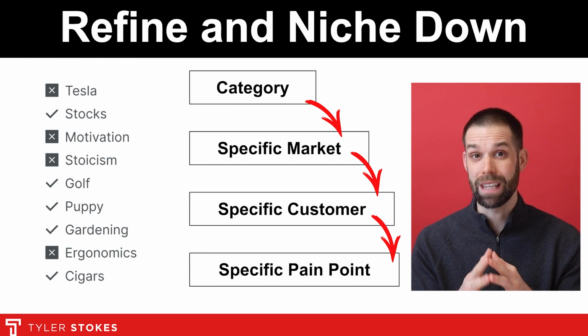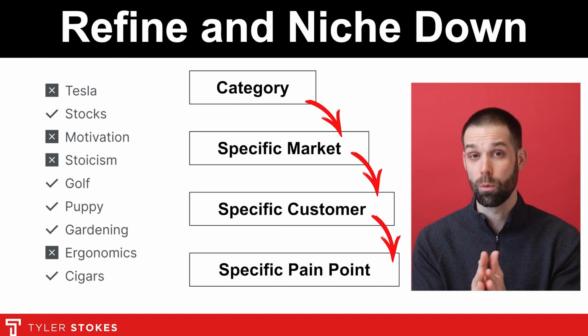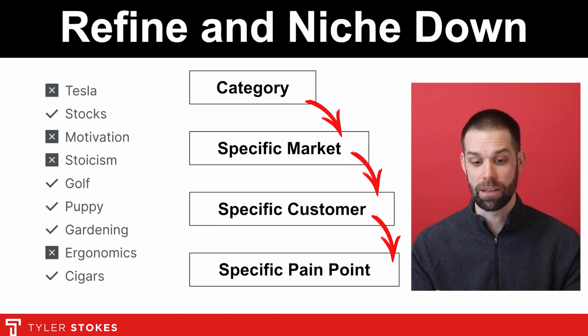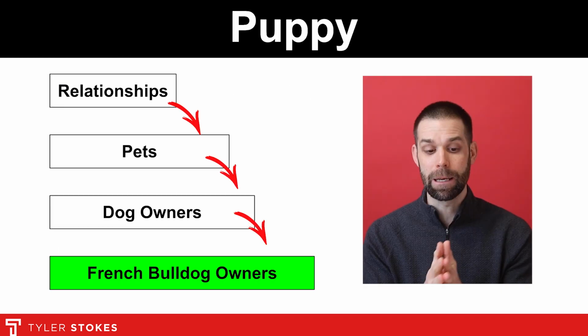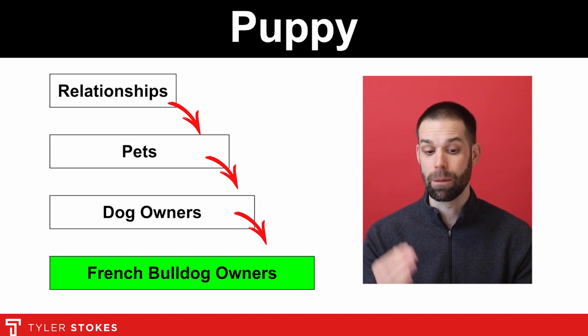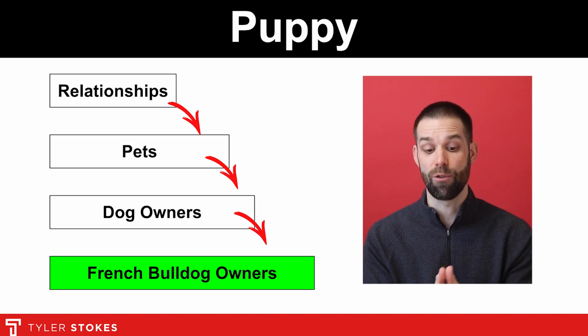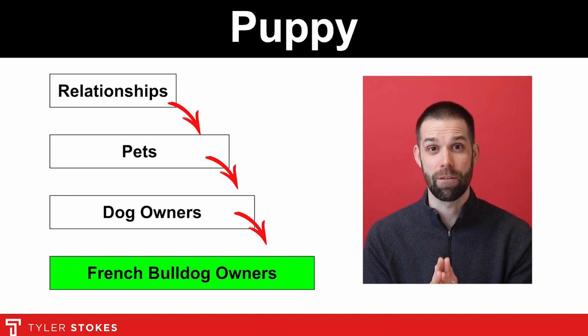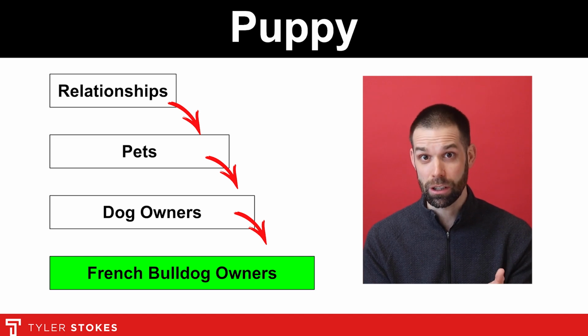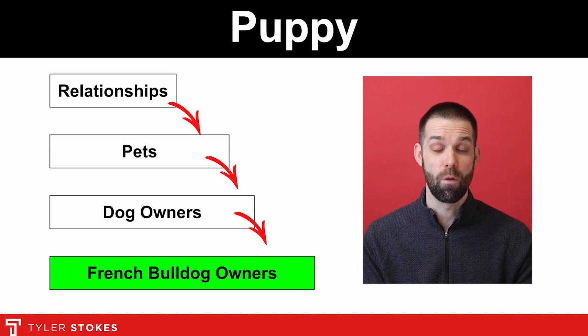So what we'd want to do with that niche is we'd want to niche it down. So we'd want to move from category to specific market, specific customer, and specific pain points. And we did that in the puppy niche. So we went from relationships to pets, dog owners, and then to French bulldog owners. So if you haven't watched that video, it's in the description of this one. I highly recommend it.